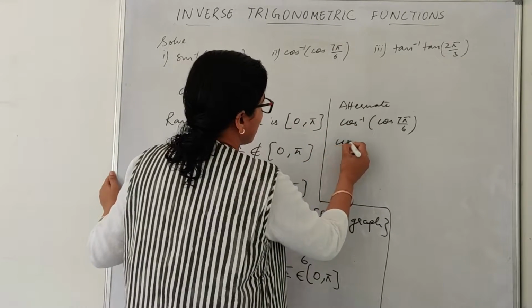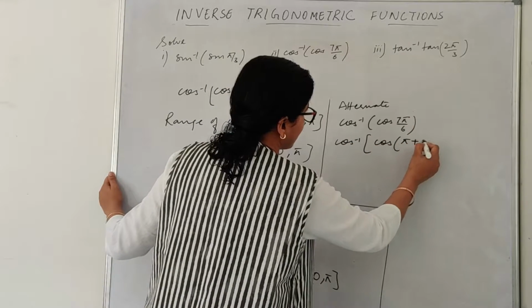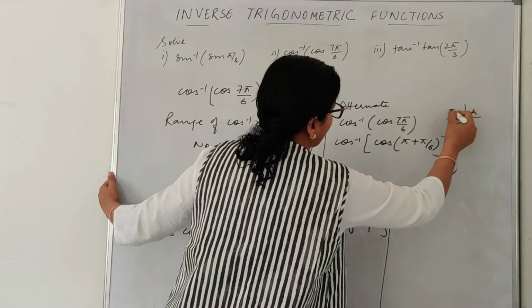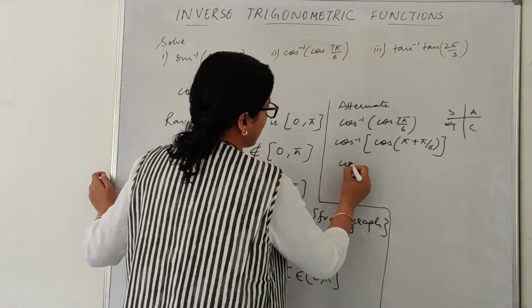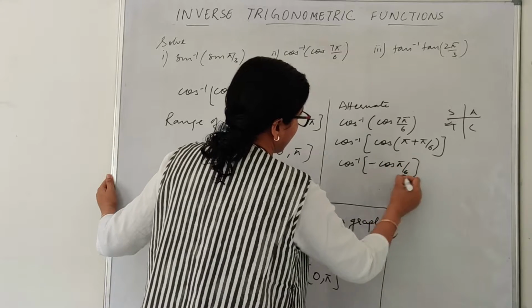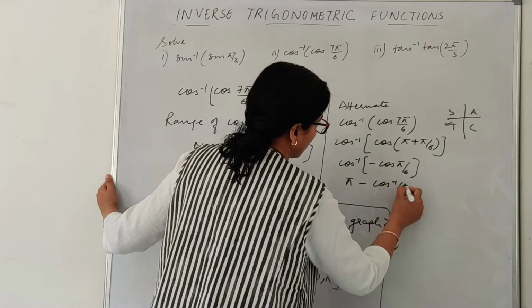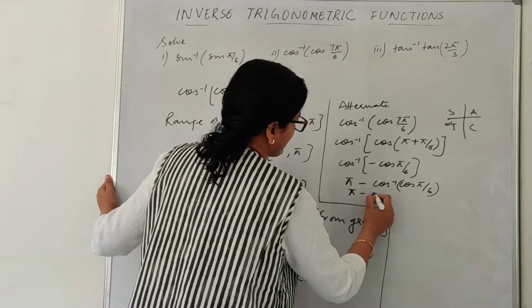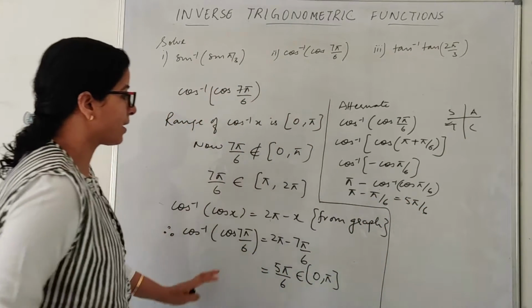How can I reduce this? Cos inverse cos 7 pi by 6 can be written as pi plus pi by 6. Using the concept of quadrants, in the third quadrant cos is negative, so it becomes cos inverse of minus cos theta. Whenever I have minus cos theta, I write pi minus cos inverse of cos pi by 6. So it becomes pi minus pi by 6, which equals 5 pi by 6. So both ways are correct.